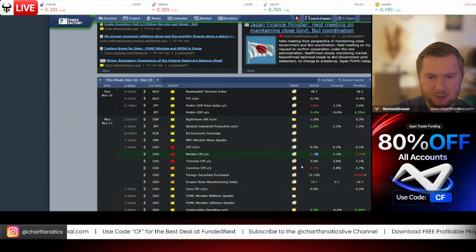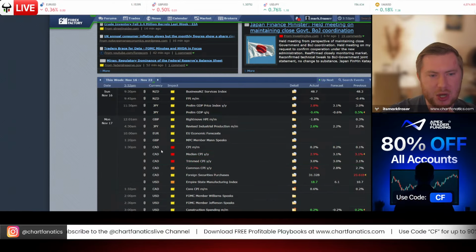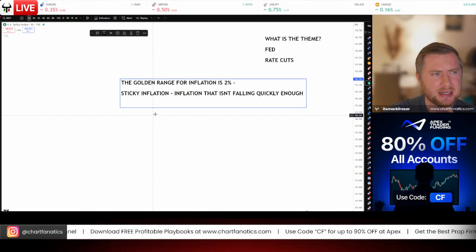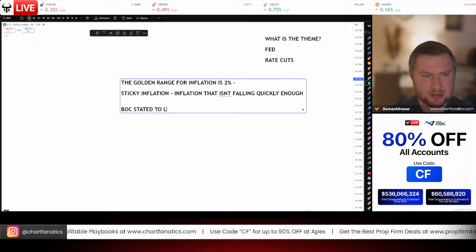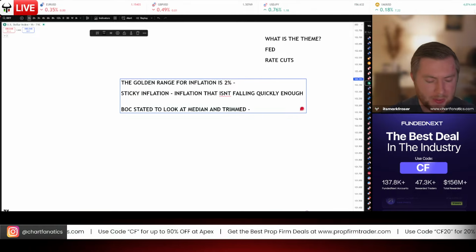So median did come in at 2.9%. Trimmed CPI is at 3%. So basically staying the same. 2.9%, not great. And in terms of how we interpret these bits of data, just on the headline, you can look at the underlying as well. But basically what you think is, the Bank of Canada states they look at median and trimmed. They say that in their statements when they talk.